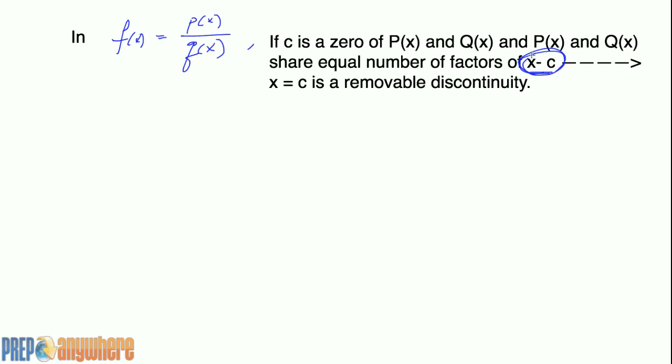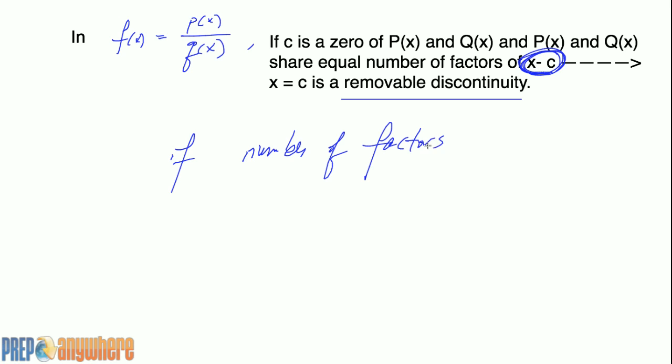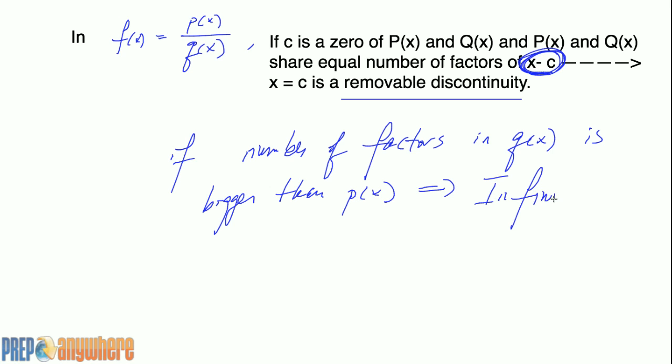So if the number of factors of x minus c on the top and bottom is equal, I'm saying it's a removable discontinuity. So that's what we just showed, right? If the number of factors in q at x is bigger than in p at x, then it's going to be an infinite discontinuity.